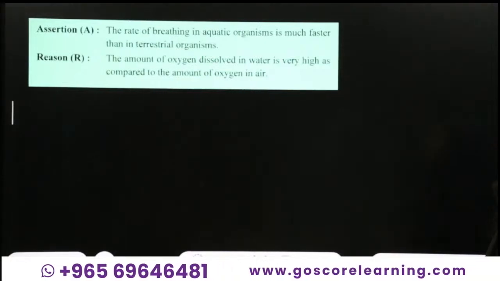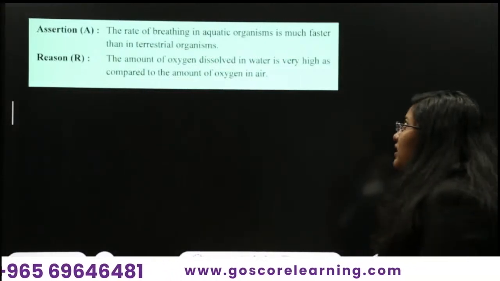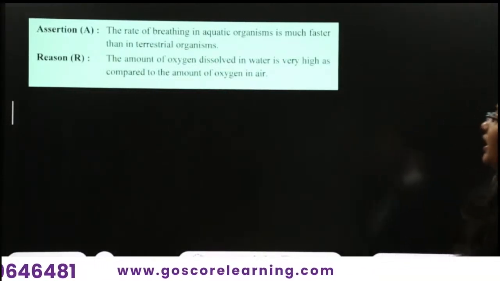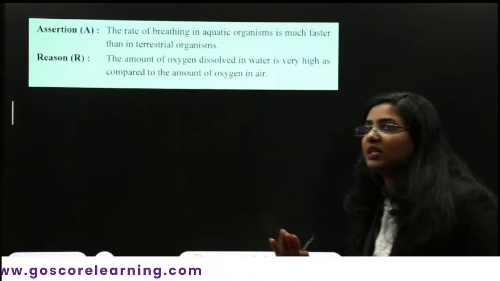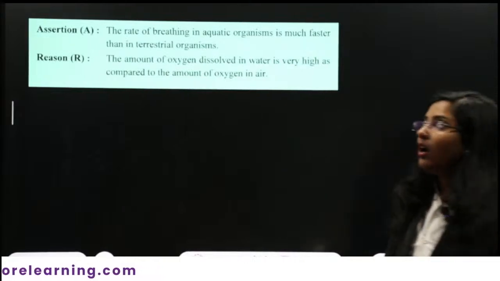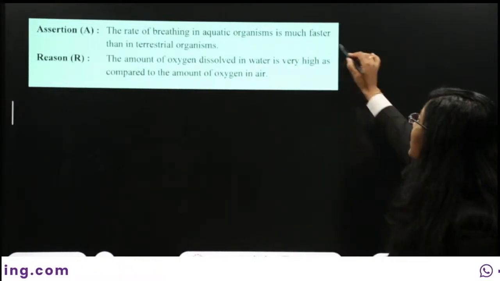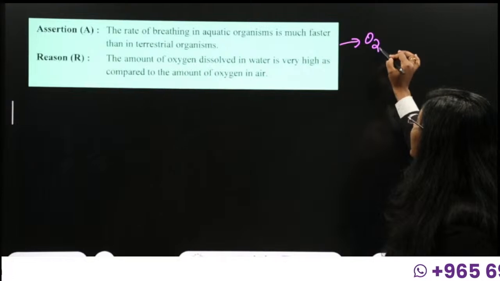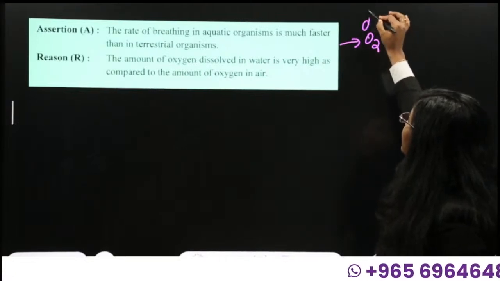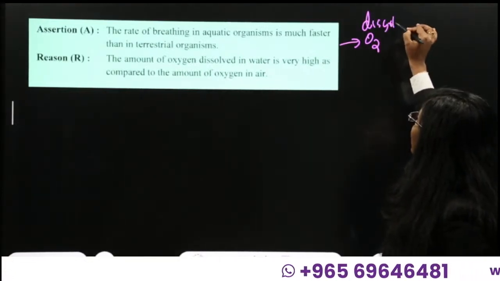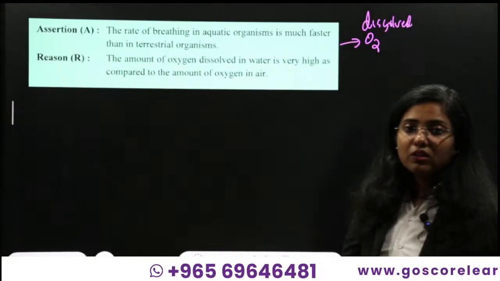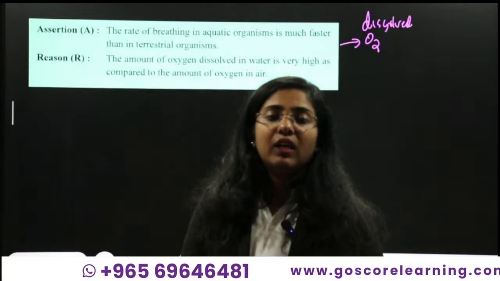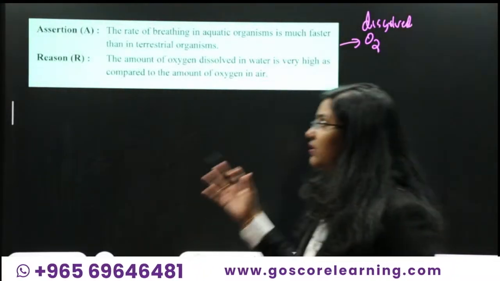The rate of breathing in aquatic organisms is much faster than in terrestrial organisms. This is a very important point to understand. Aquatic organisms take oxygen in the form of dissolved oxygen in water. To get enough dissolved oxygen, they need to breathe faster. So the first statement is correct.